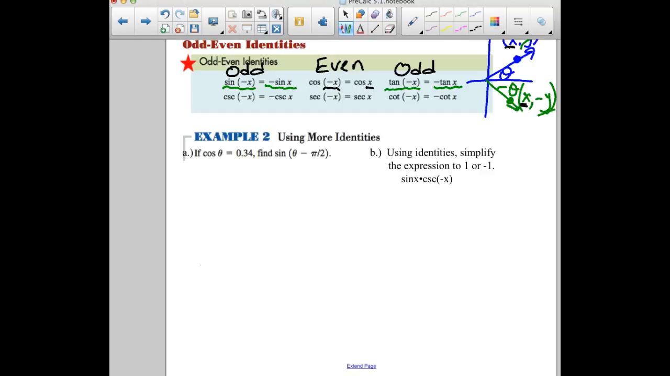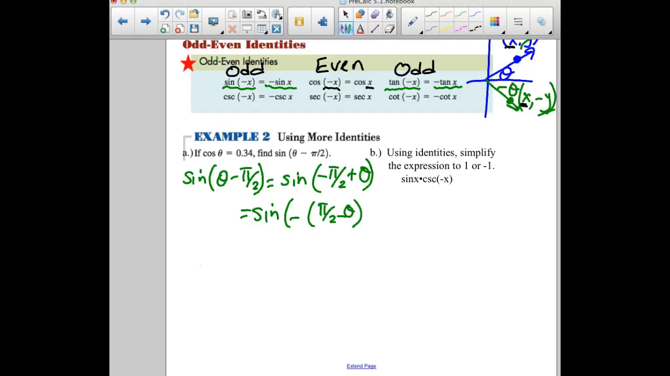All right, example 2. It says if the cosine of theta is 0.34, find the sine of theta minus pi over 2. Now be careful here, because theta minus pi over 2 is not the same as pi over 2 minus theta. Those are opposites. Okay, so let's start out saying the sine of theta minus pi over 2. If we flipped that around, we could say that is the sine of negative pi over 2 plus theta. And if we factor a negative sign out of that, we get pi over 2 minus theta, which is our complement.